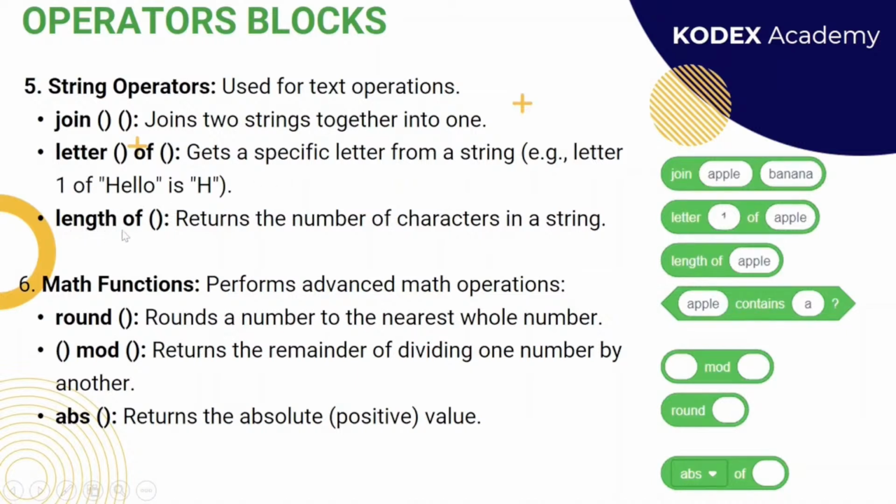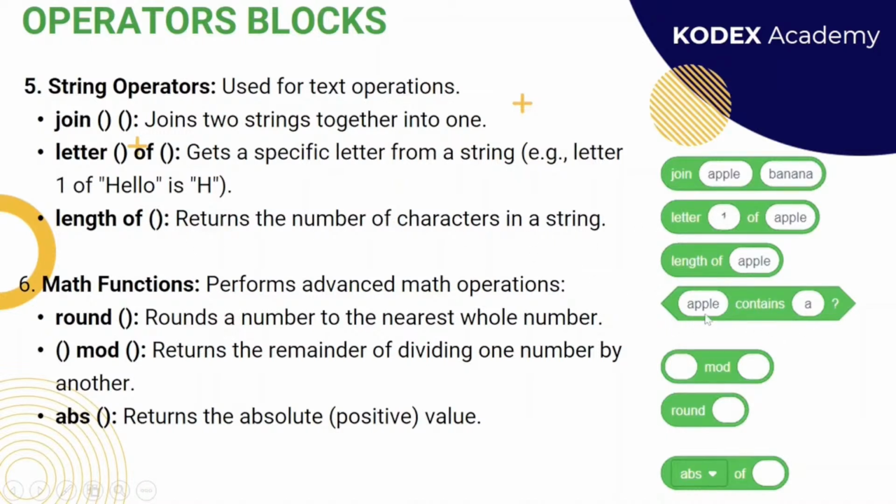Now the next one is length of. Length of means how many characters are present in your string. Suppose it says length of apple. What would be the length of apple? Here it is 5, because there are 5 characters: 1, 2, 3, 4, 5. On that basis, you can find the length of your string with the help of this block.